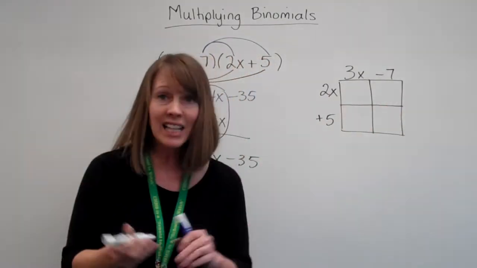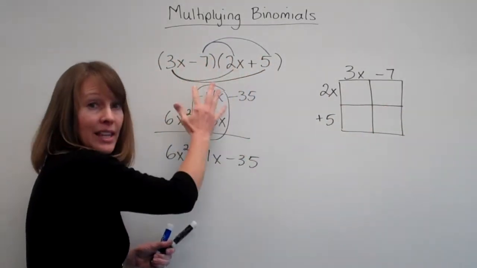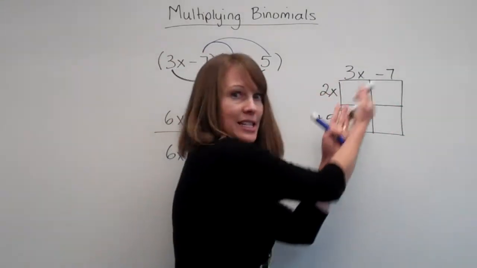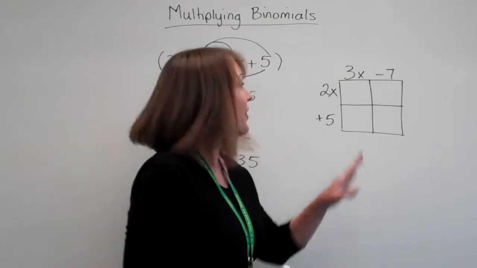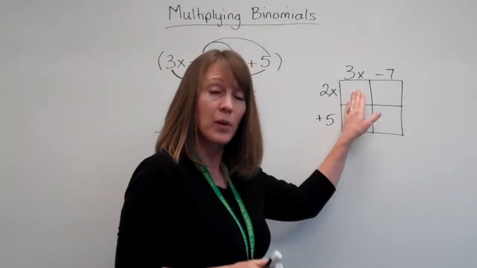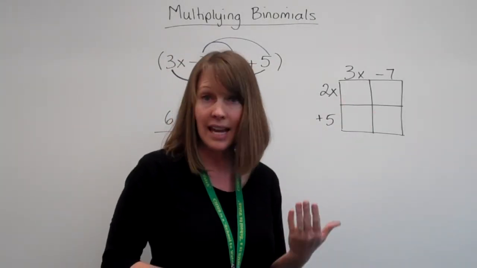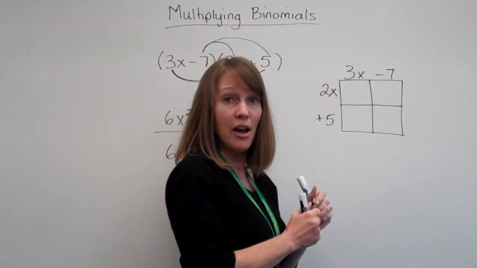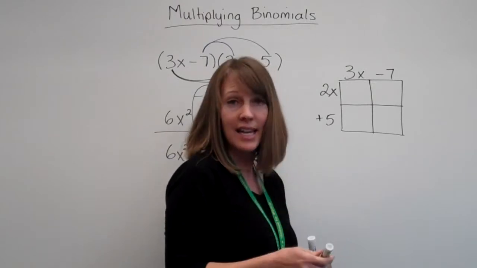All right, we're doing exactly what we did over here. We're multiplying everything in the first parentheses with everything in the second parentheses. It's just a nice little visual. Now recall that each of these are rectangles now, and we know that the area of a rectangle is the length times the width. So we're going to multiply the dimensions of our box to find out the area inside.